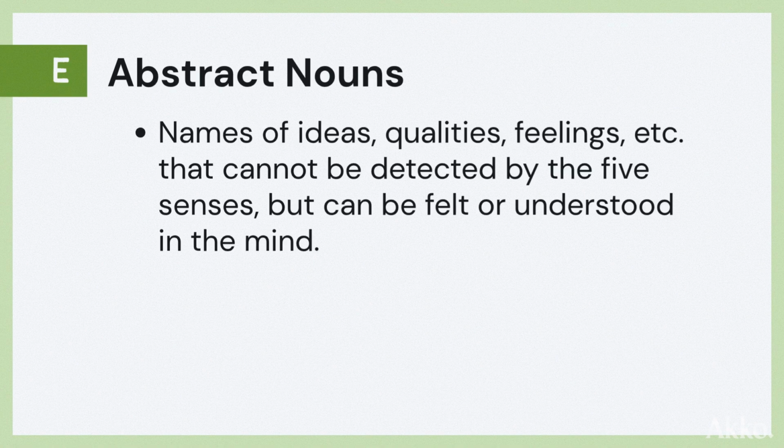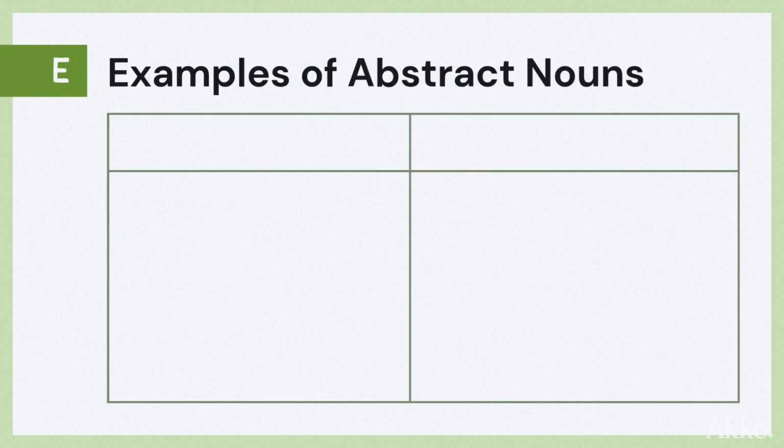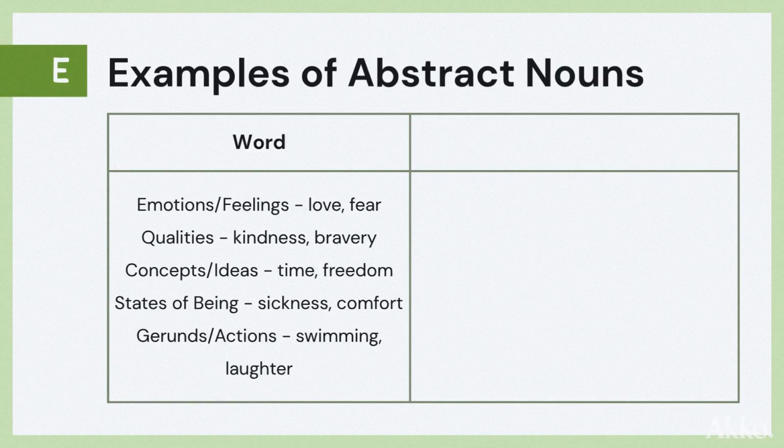On the other hand, we have abstract nouns. They are names of ideas, qualities, feelings that cannot be detected by our five senses. Usually they can be felt or understood in the mind. Here are some examples. For emotions and feelings, we have love, fear.